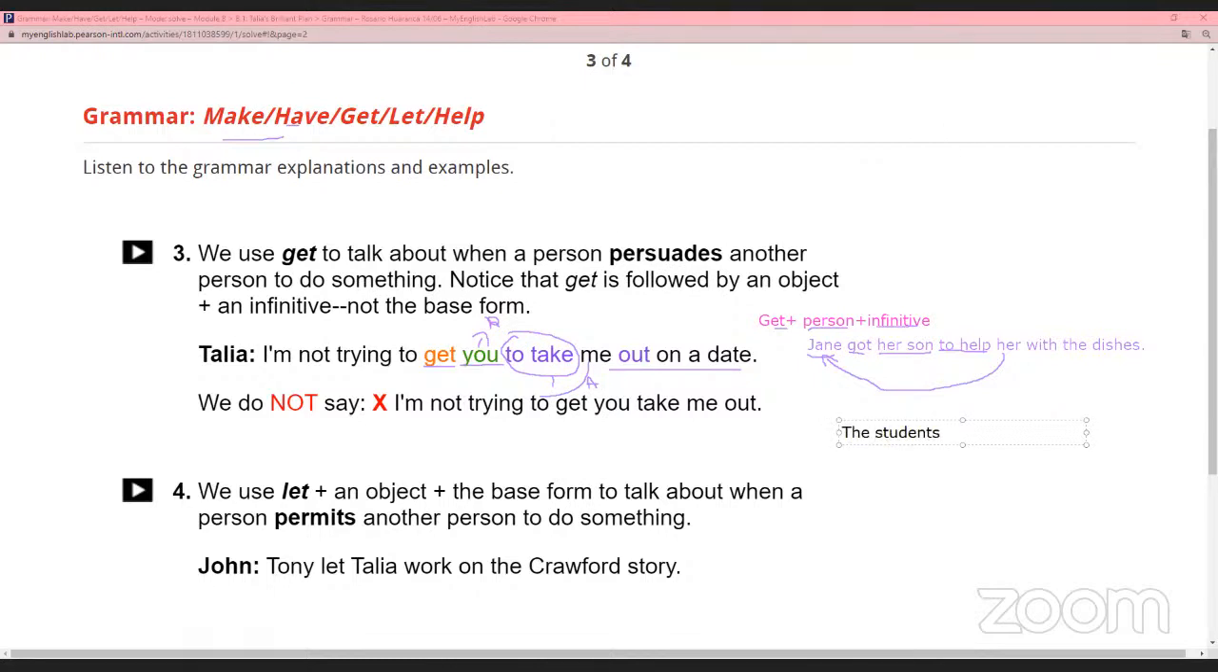The students, okay, got the person. In this case, they're going to be the students. The teacher, sorry. The students got the teacher to dismiss... to dismiss what? How can we do it? Could you please give me the meaning of dismiss?